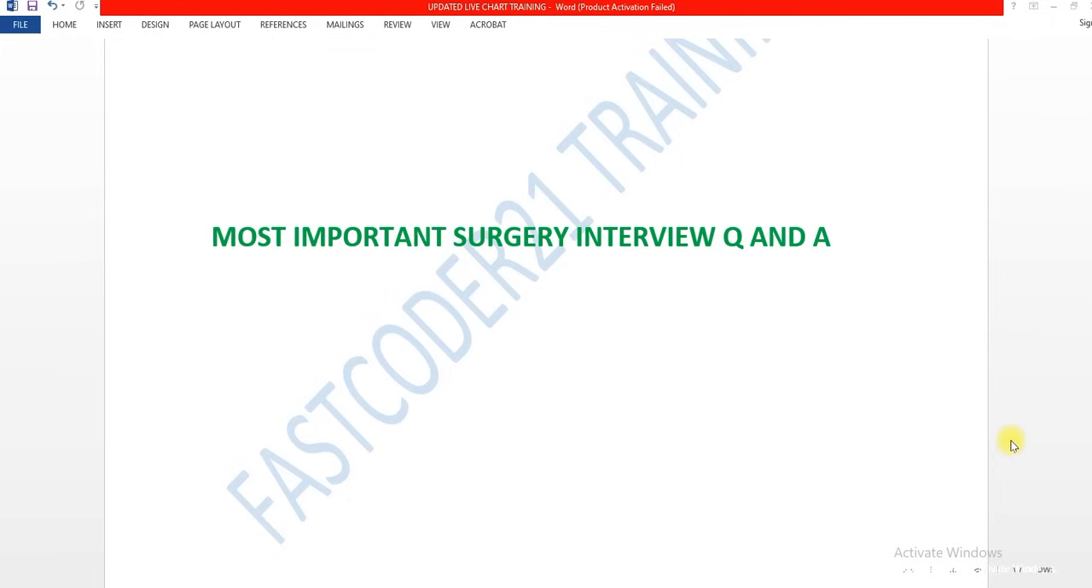So what is the difference between 78 and 58, guys? What is the difference? 58 is staged, 78 is procedure. 78 is unplanned return to the OR for a related procedure. So 58 is a staged procedure.